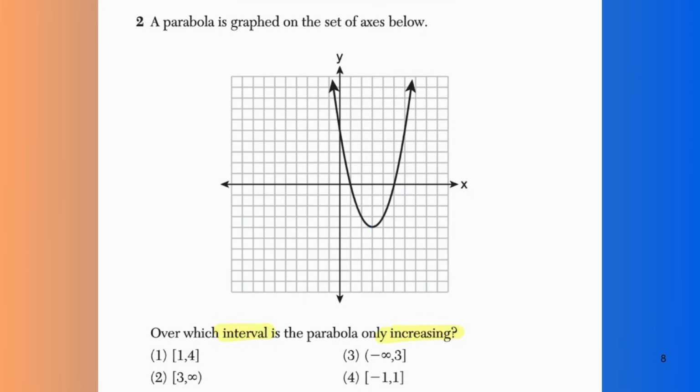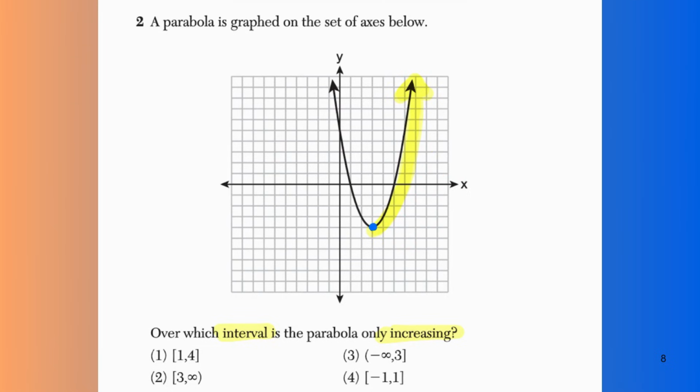So if I go to my vertex, which is right here at my blue dot, I notice that to the right of it is where this parabola is increasing, right? You always read from left to right. So going from left at the blue dot to the direction of the right, that whole highlighted area is where this parabola is increasing. It's going upwards.